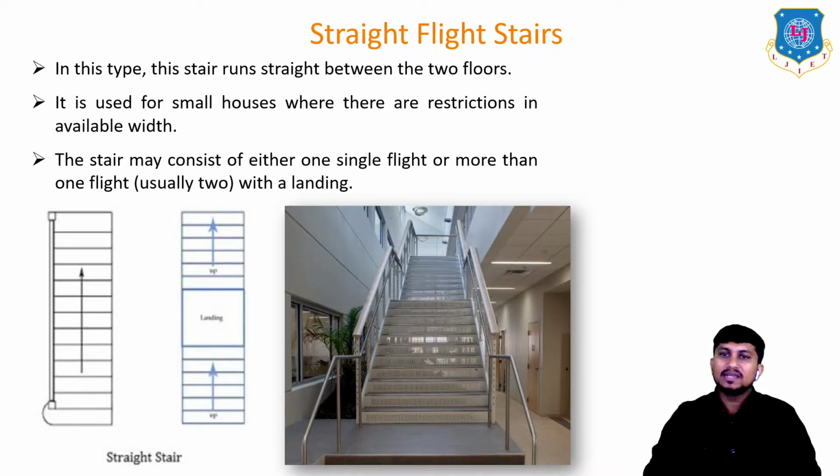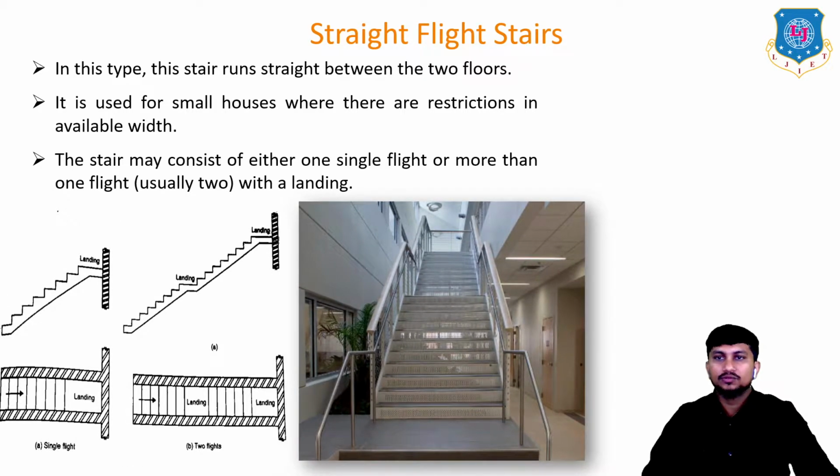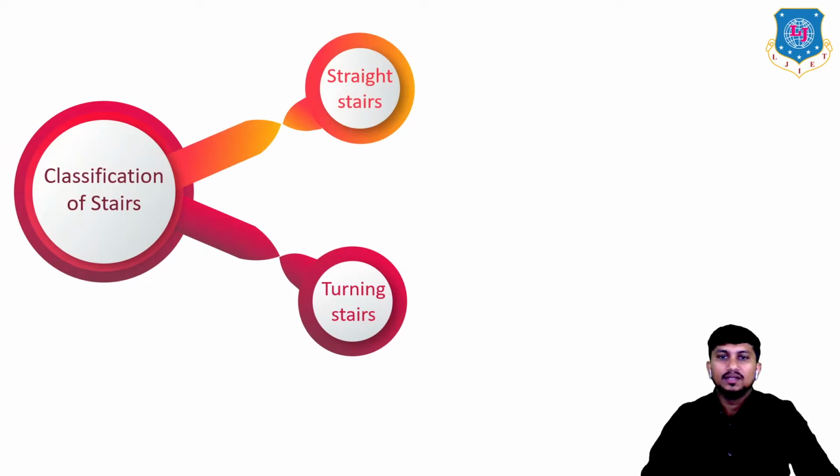The stair may consist of either one single flight or more than one flight, usually two with landings like this. You can clearly see in this image, one landing is provided in between these two flights. So this is called a straight stair. Here stair runs straight between two floors. You can use single flight or two flights in this straight flight stairs.